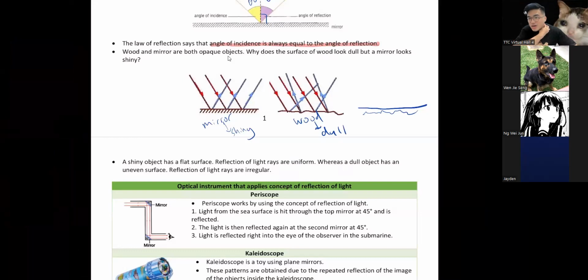That's why when you buy a new car from a showroom, let's say you just got your new car, the car looks shiny, new, and it just looks nice, because the light will reflect nicely, so your car looks shiny.